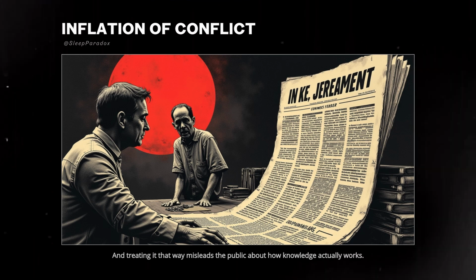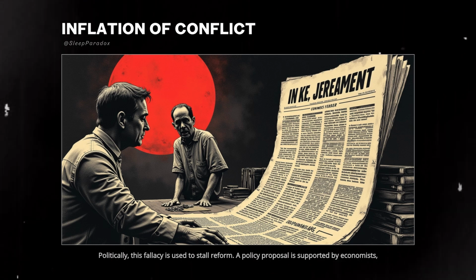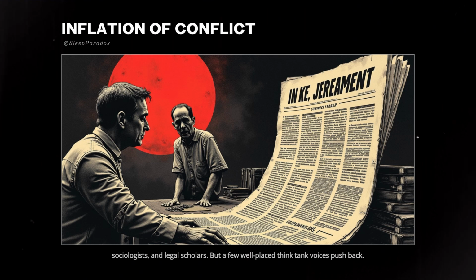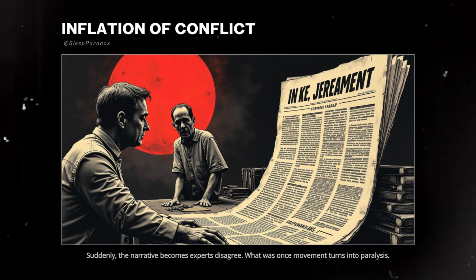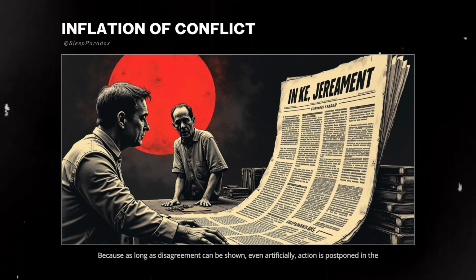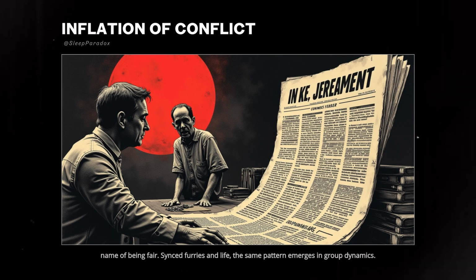about how knowledge actually works. Politically, this fallacy is used to stall reform. A policy proposal is supported by economists, sociologists, and legal scholars. But a few well-placed think tank voices push back. Suddenly, the narrative becomes "experts disagree." What was once movement turns into paralysis. Because as long as disagreement can be shown, even artificially, action is postponed in the name of being fair.